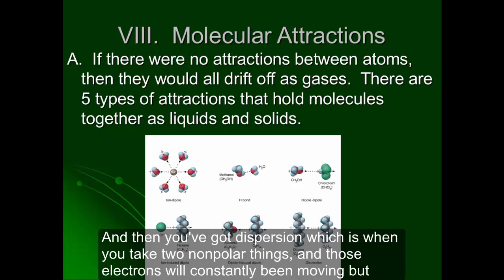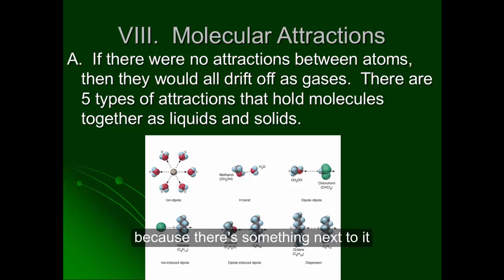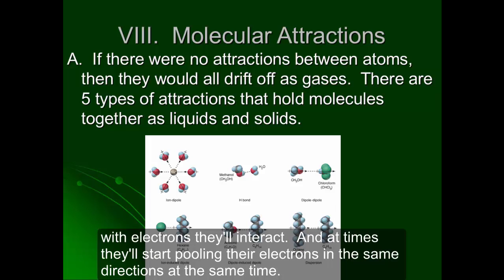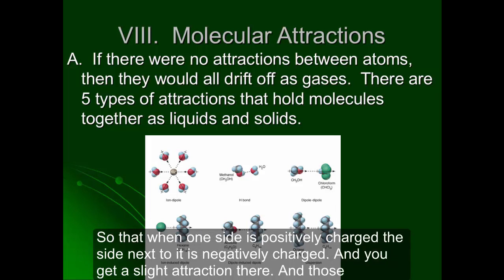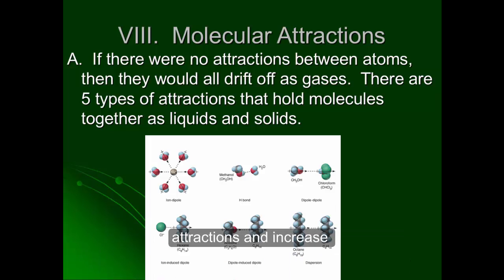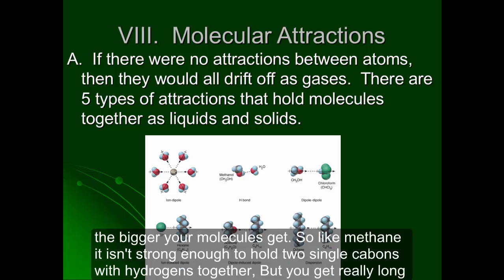And then you've got dispersion, which is where you take two nonpolar things, and those electrons will constantly be moving, but because there's something next to it with electrons, they'll interact, and at times they'll start pooling their electrons in the same directions at the same time, so that when one side is positively charged, the side next to it is negatively charged, and you get a slight attraction there. And those attractions increase the bigger your molecules get.